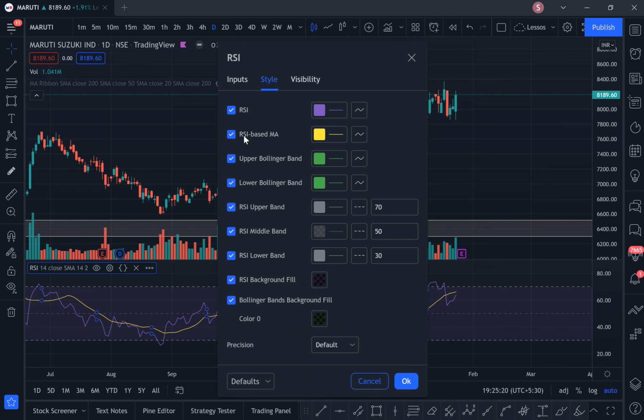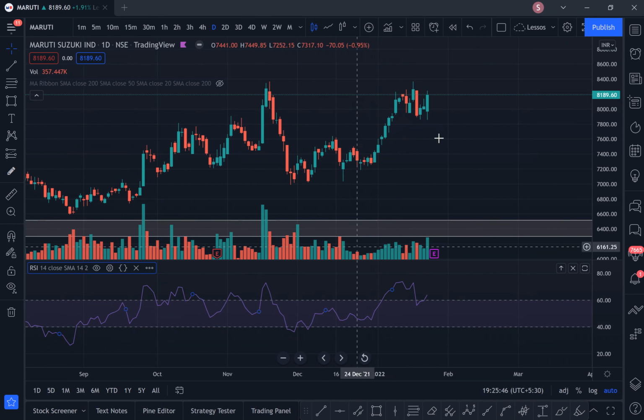Style, we don't need this one. The upper and lower bands are 70 and 30, and the middle band we don't want. Let's change the upper band to 60 and the lower band to 40. All right, 60 and 40. That's fine, and press OK. So what happens here now?